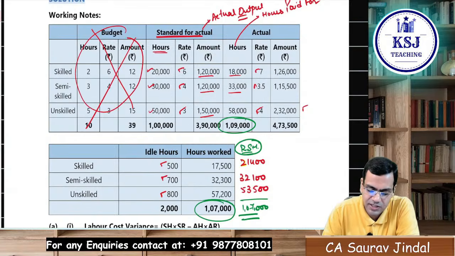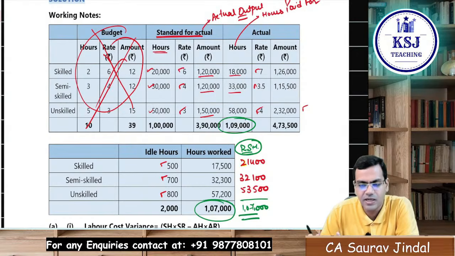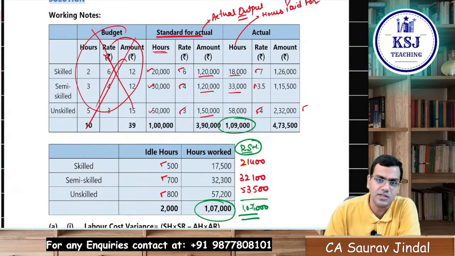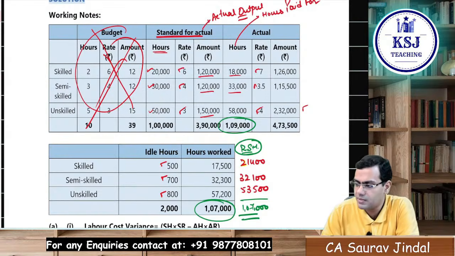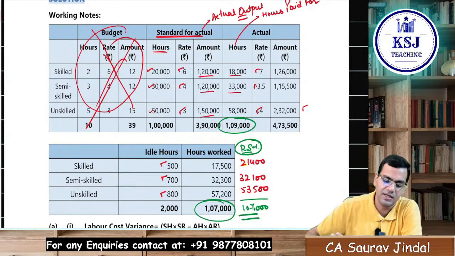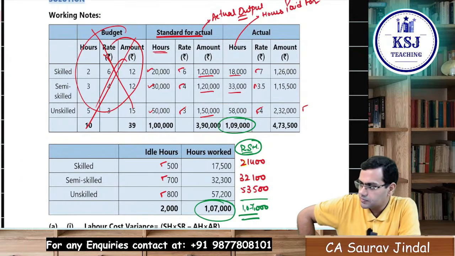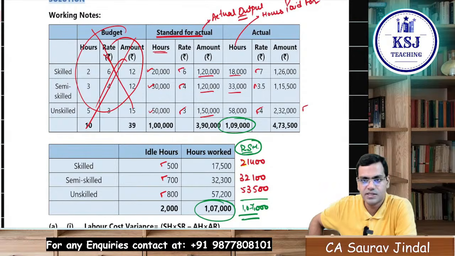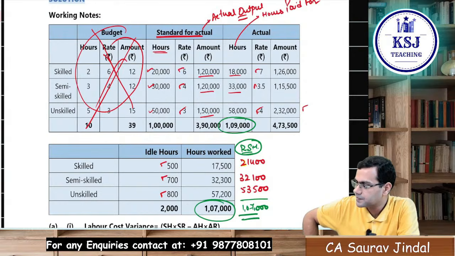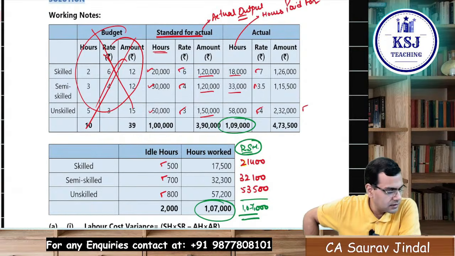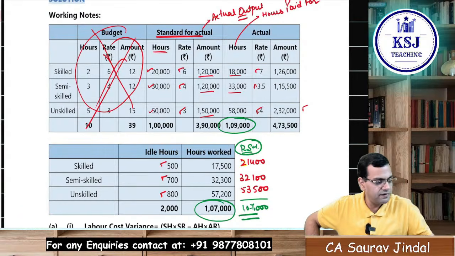The only thing is this budget column we do not require, sir. We will just prepare standards for actual data, idle hours, hours worked and revised standard hours. That's it. The rest of the table is absolutely perfect, whatever is given in the institute module. Any doubts in this question? Illustration number 7. Please let me know if you have any doubts in this.